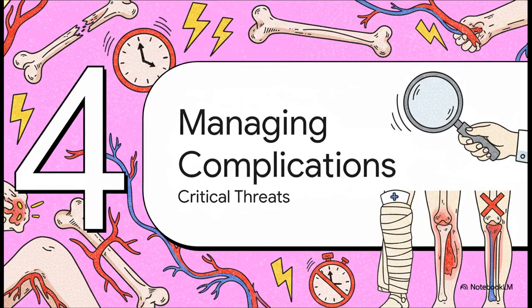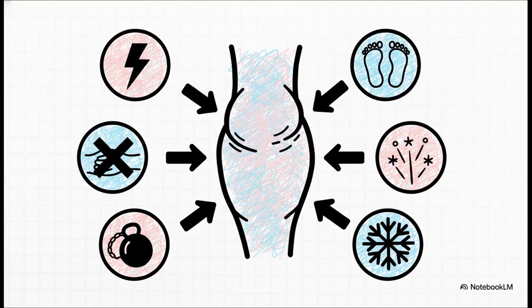All right, we've reached the high-stakes stuff. Section 4, Managing Critical Complications. I need you to burn these 6 Ps into your memory right now. We're talking about compartment syndrome, which happens when external or internal pressure restricts circulation within a muscle compartment.